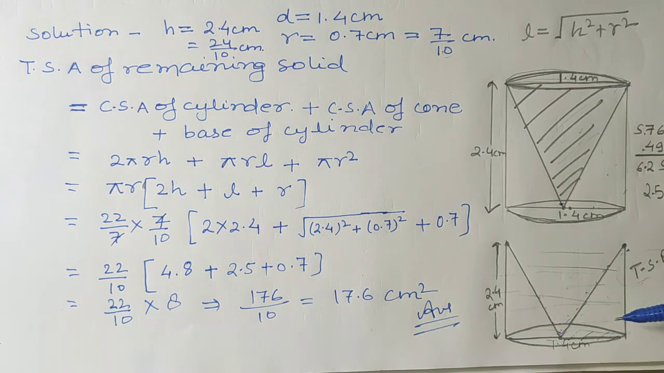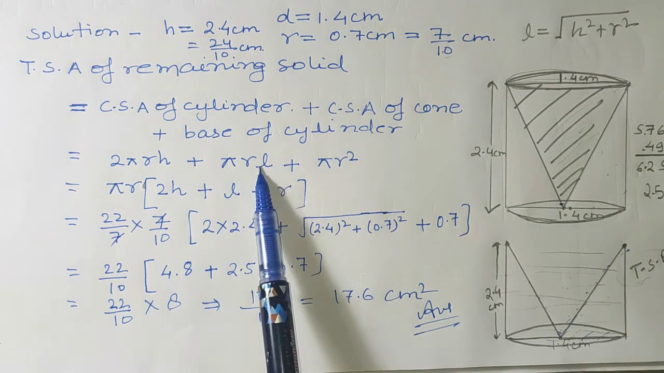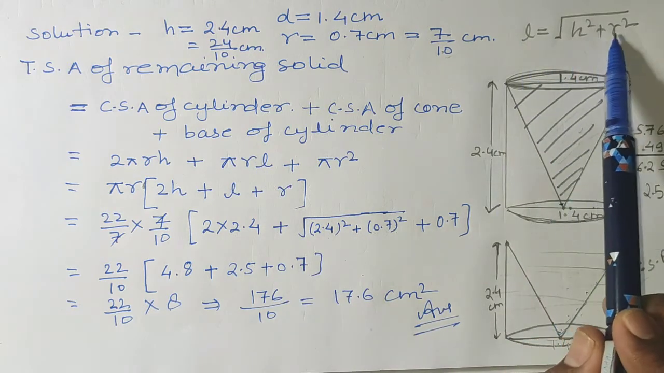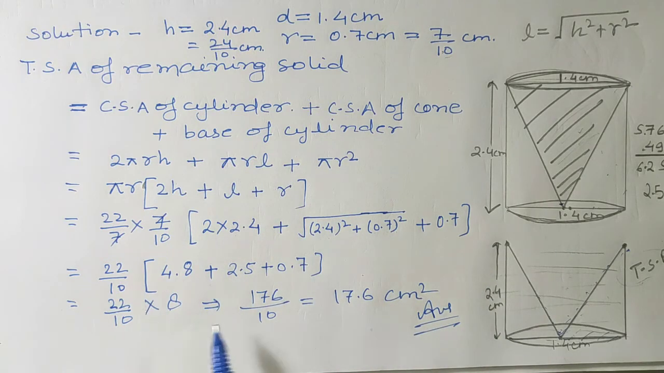So when you are going to find the total surface area of the solid, which is like this, okay, so you have to add the curved surface area of the cylinder, the curved surface area of the cone. As the conical cavity is cut out, a conical surface is generated here, okay. So you have to add that also, and the base of the cylinder. So here we have added all these three. The value of L is slant height. We know that L is equal to under root h square plus r square, so we have put that value also, okay. And after solving it, we have got the value 17.6 centimeter square.